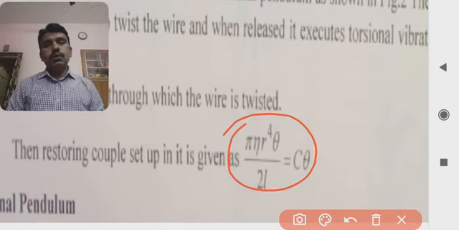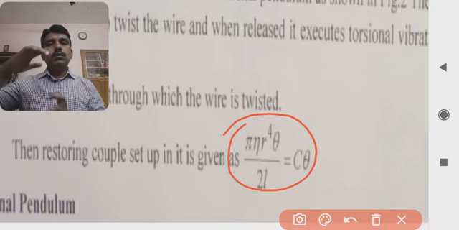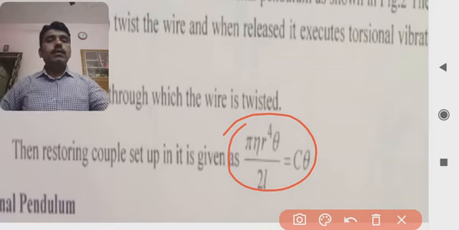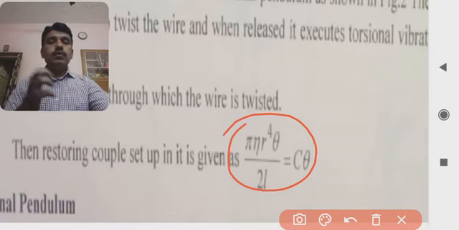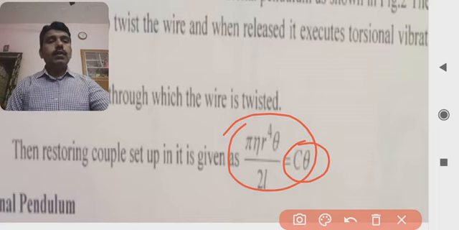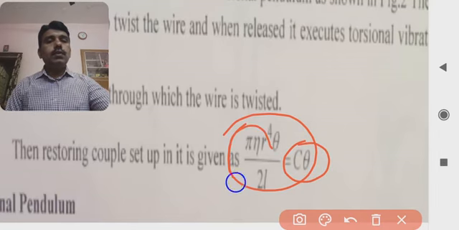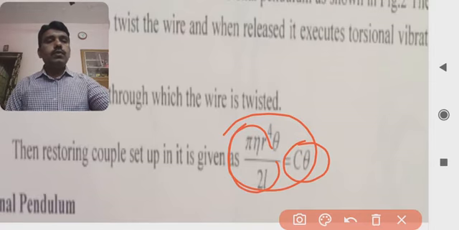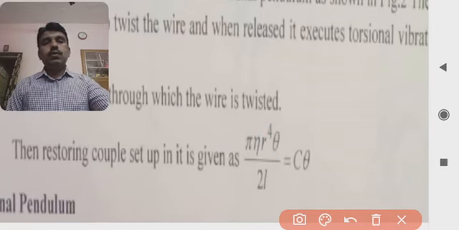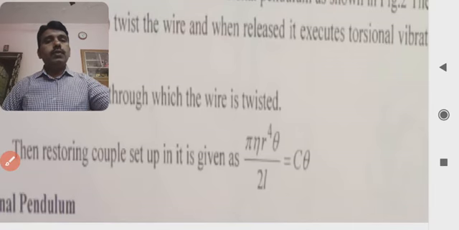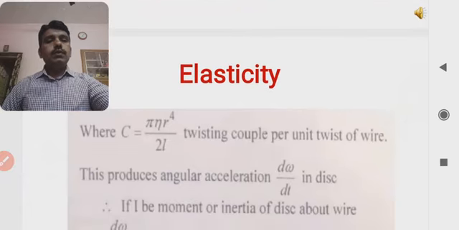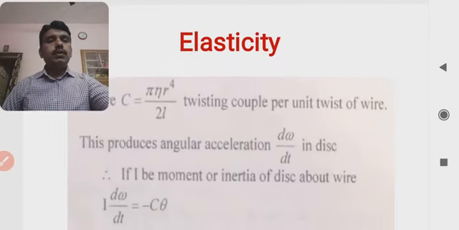Why is theta included? Because theta is the twisting angle through which it is twisted, and that is why the restoring couple set up in it is given by c theta. And the value of c is pi eta r raised to 4 by twice L. So this is the torsional pendulum, and the restoring couple is set up in this torsional pendulum. Now the thing is how to calculate this c, which I already explained here.